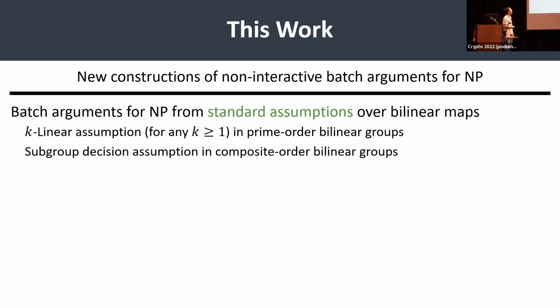The focus of this talk is to give a new construction of non-interactive batch arguments for general NP that can be based on standard assumptions over bilinear maps. Namely, we can instantiate our construction using either the K-linear assumption in the prime order setting or the subgroup decision assumption in the composite order setting.